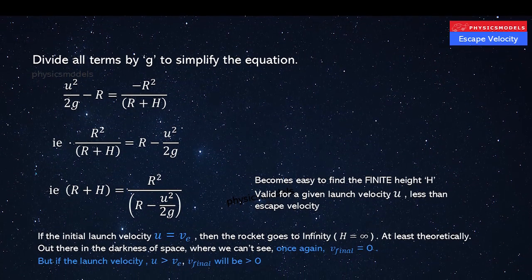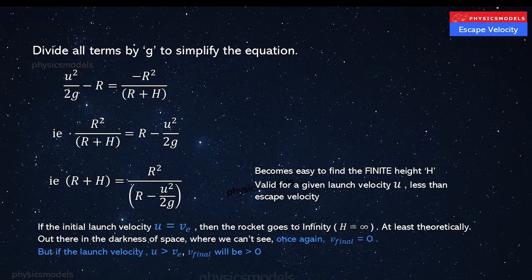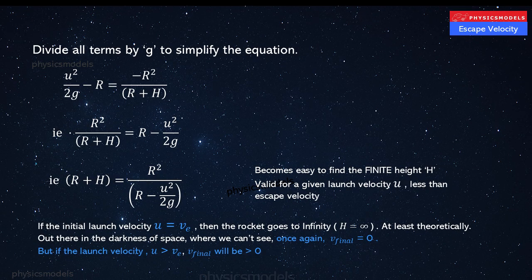From a conceptual point of view, if the initial launch velocity u is equal to the escape velocity, then the rocket will escape the Earth's atmosphere and go all the way to infinity, at least theoretically, unless it's attracted by some other planets and asteroids. If the launch velocity is greater than Ve, then the final velocity of the rocket at infinity will be greater than 0.